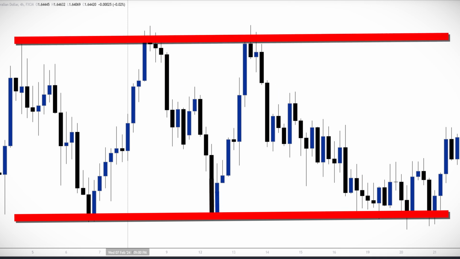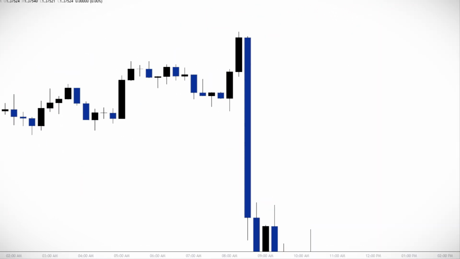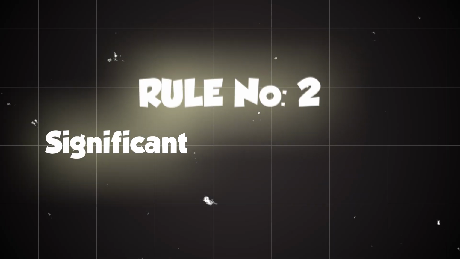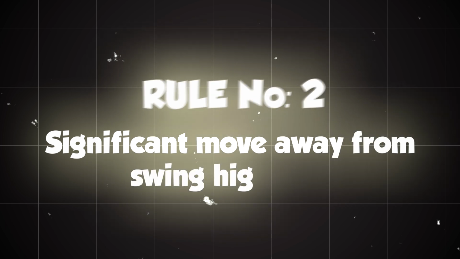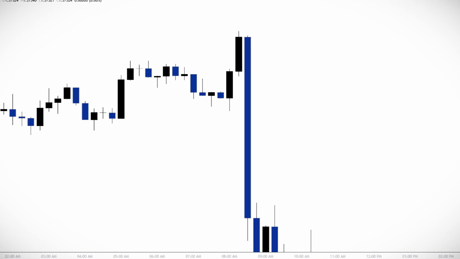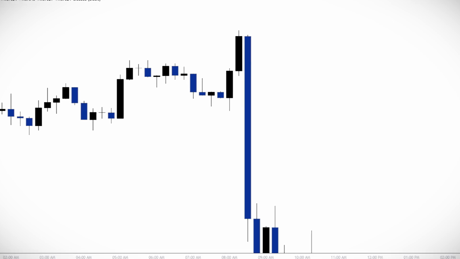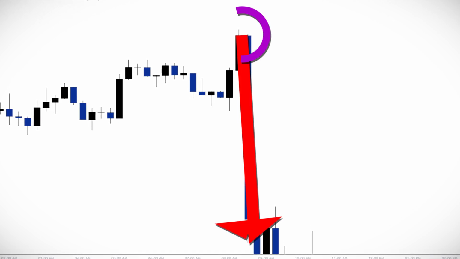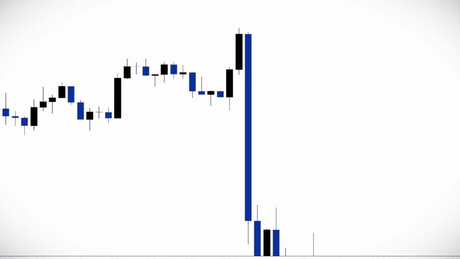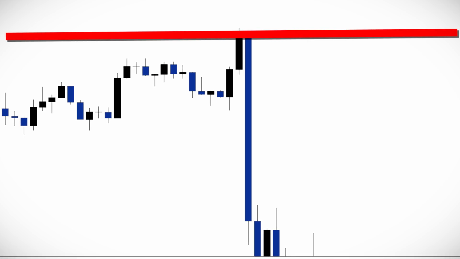Now, so what if the chart looks like this, where you don't see multiple rejections? And that takes us to our second rule. We need to see a significant move away from the swing high or swing low. So as we can see in this example, there are no multiple rejections. But what do we see? We see a strong down push away from this swing high. Take note, the move has to be very significant, very strong. So you just draw your resistance level here.